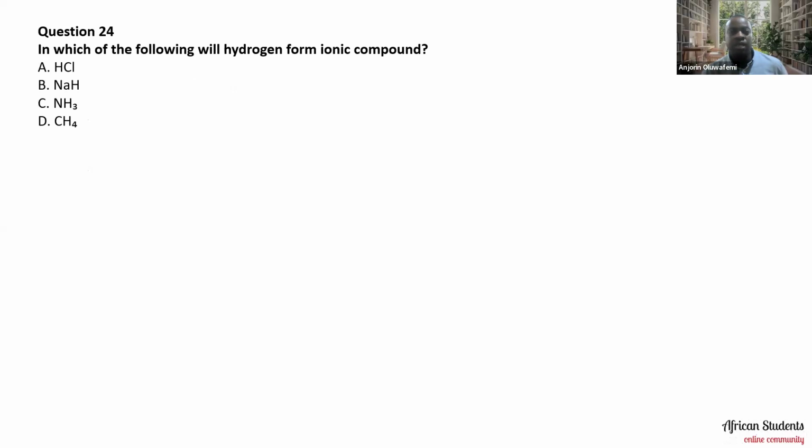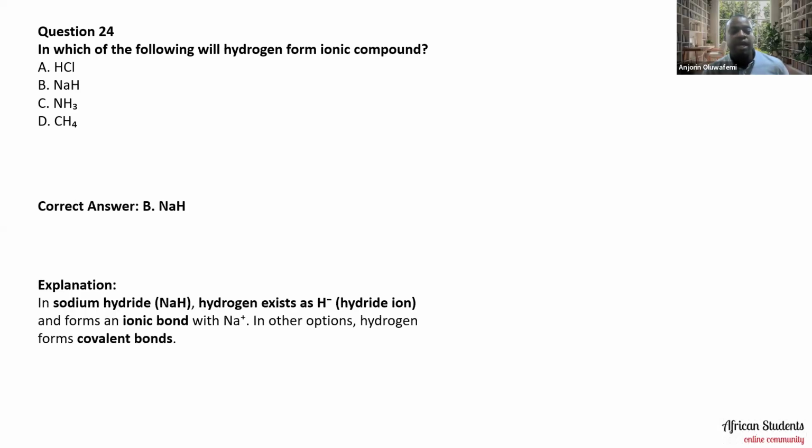Is it in HCl, NaH, NH3, or CH4? The answer here should be A or B. Is it B? Okay, sodium hydride. Yeah, B, sodium hydride. In sodium hydride, hydrogen exists as a -1 hydride and forms an ionic bond with sodium. In the other options, hydrogen forms covalent bonds.